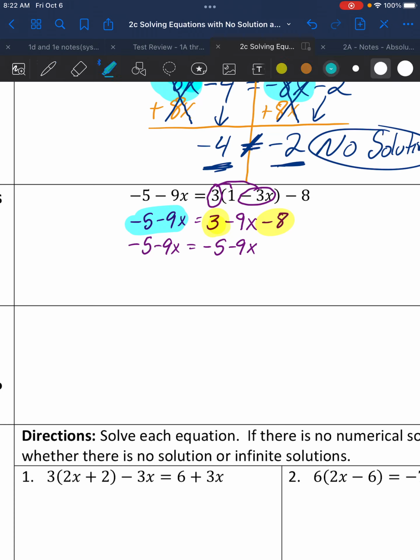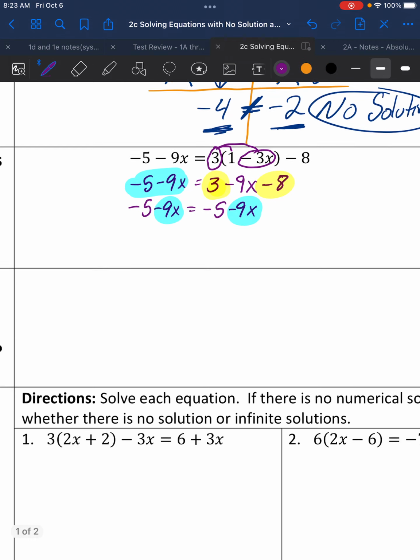Now I have like terms on opposite sides of the equal sign. Now I have negative 9x and negative 9x. So I'm going to put those together. We're going across the equal sign. So when we go across the equal sign, we need to do the opposite operation. As a minus 9x, so I'm going to add 9x. Add 9x. The negative 5 will come down. Negative 9x plus 9x is 0. The negative 5 will come down.